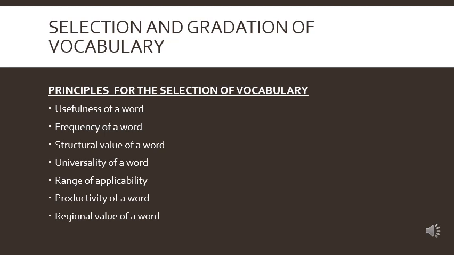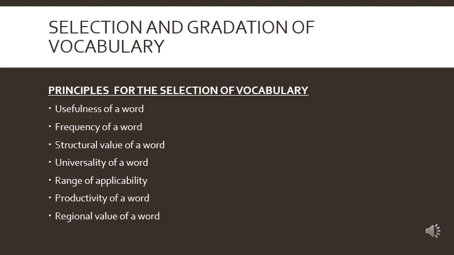The next one is frequency of a word. The words which are most frequently used in speech and writing should be selected. The other words can be kept for a later stage. The third one is structural value of a word. Structural words help in forming sentences by linking the content words. Some words have more structural value than others, so such words should be selected. For example, words such as and, but, because can be selected for the beginning stage.